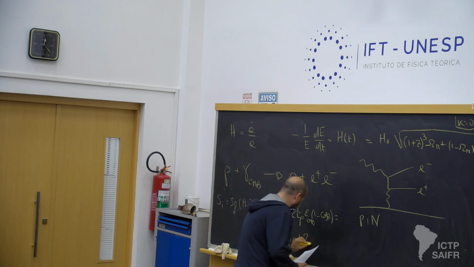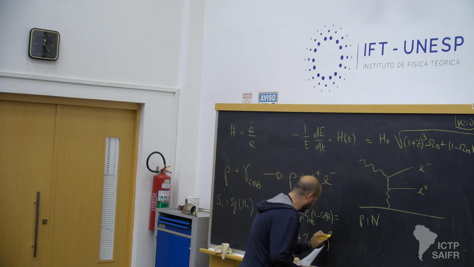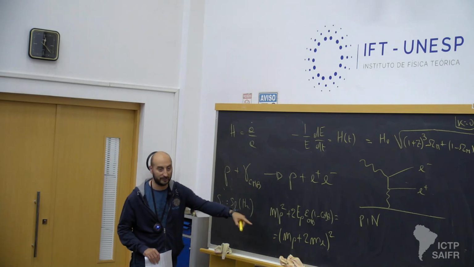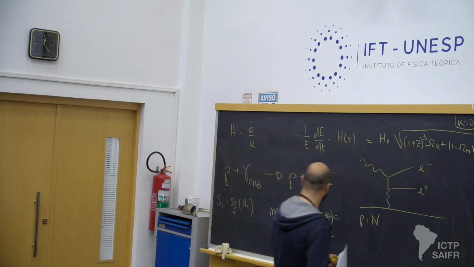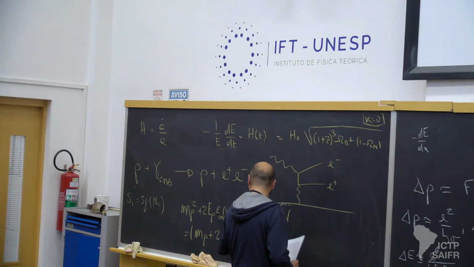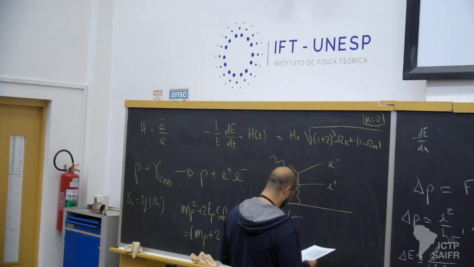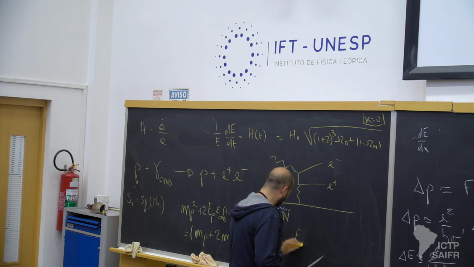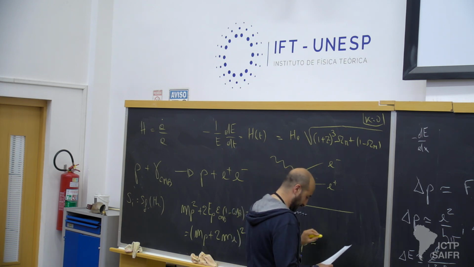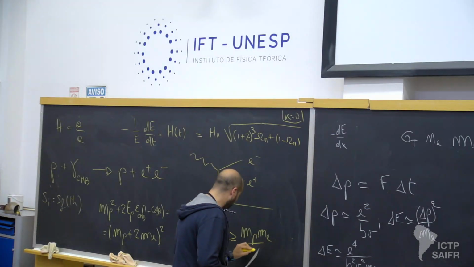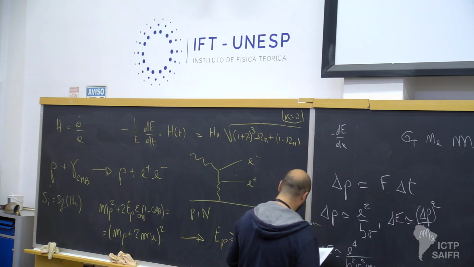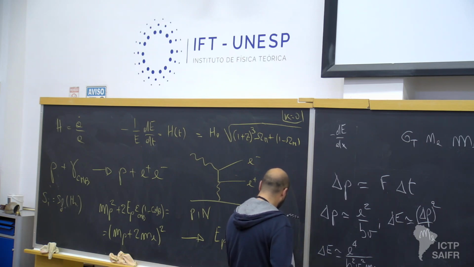plus 2 m_e) squared, because this is a threshold, so there is only the rest mass energy here. And as a result, at threshold, when this is maximized, you get that E_proton must be larger than m_proton times m_electron over the energy of the CMB photon. And if you plug in numbers, this gives you roughly 2 times 10 to the 18 electron volt.